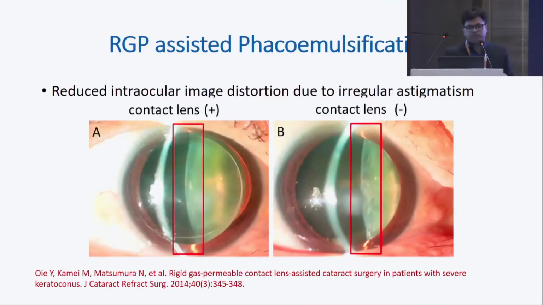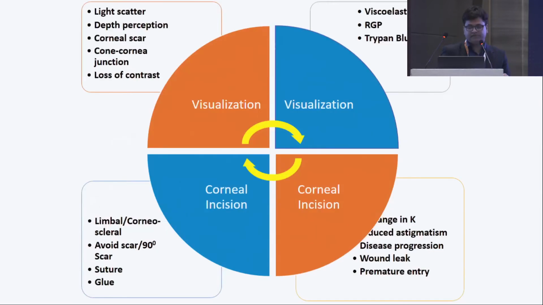RGP: there is this series by OE et al, where they have used an RGP lens during cataract surgery. If you notice this picture, this is a picture with the contact lens. You can see the anterior capsule is clearly apparent. Here there is some distortion of the anterior capsule. So if you use an RGP lens during surgery, that can improve your visibility.